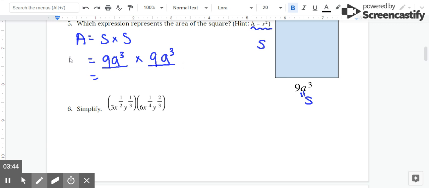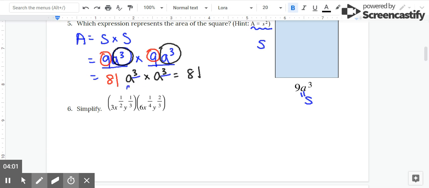this, you have to multiply the numbers first, which is 9 times 9, 81. And you're going to multiply a to the 3rd power times a to the 3rd power. How many times do you multiply a in total? You multiply a, you multiply a. You multiply them, so a to the what power? 6th power.